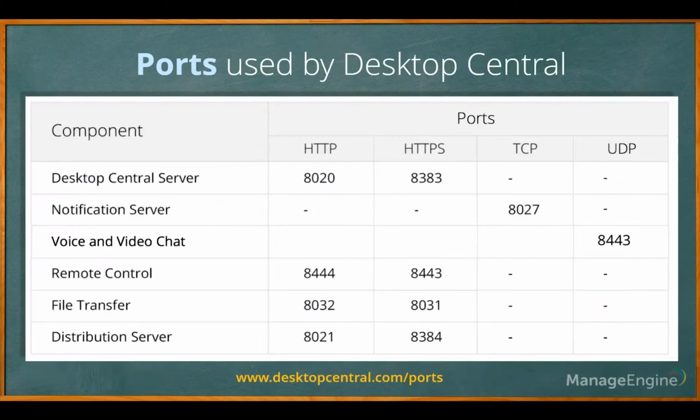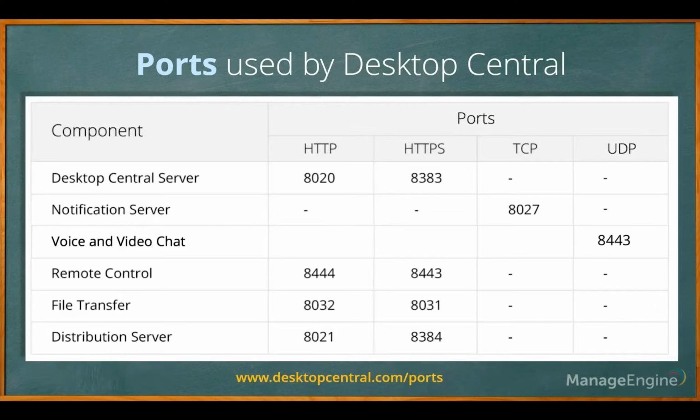We have been discussing the complete architecture, and this is not going to be complete without specifying the ports that we'll have to use. Desktop Central runs on port 8383 for secure communication between the server and the agent. Notification server takes port number 8027, and 8443 is used for various tools, including remote control.